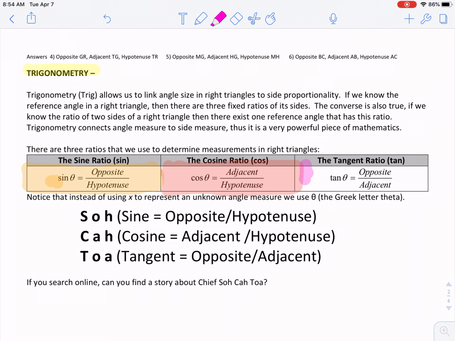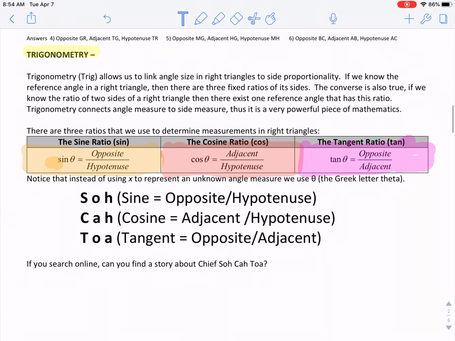All right, the last one we have is tangent. Tangent's the most different one. It takes the opposite side and divides it by the adjacent side. These are very important, and we're going to be using them a lot. There's more words down there.